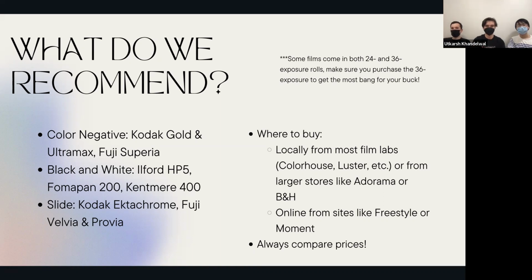And then slide film, pretty much the only ones that get made anymore are Ektachrome, which is somebody's favorite, as well as Fuji has Velvia and Provia. Oh, and the other thing that we didn't talk about is color negative film is usually anywhere from 100 to 400 ISO. Black and white film really goes from anywhere from like 50 to 3200 ISO. And slide film is usually only 100 or in some cases 50 ISO, although they might have discontinued Velvia 50.